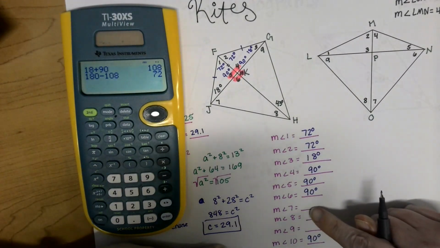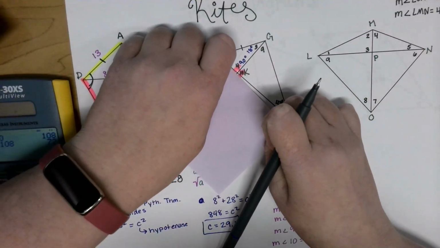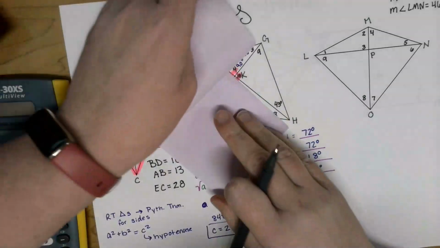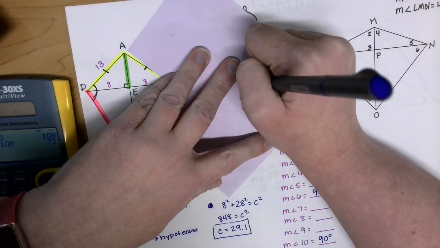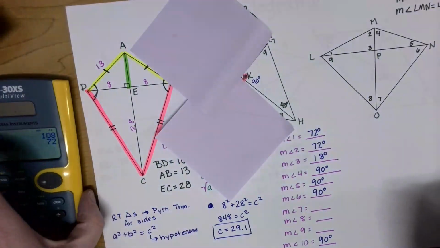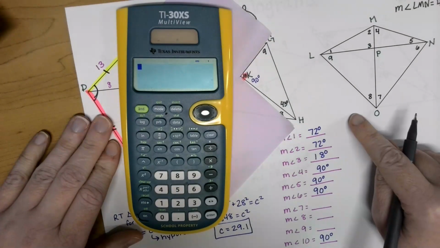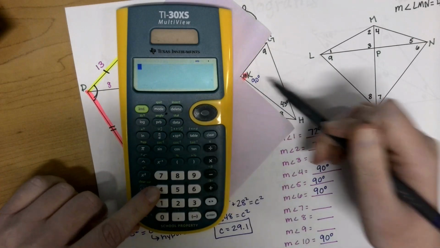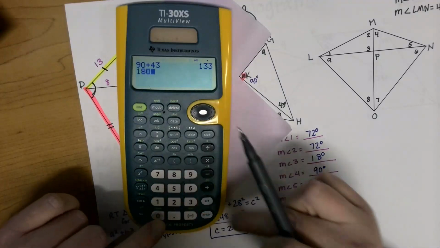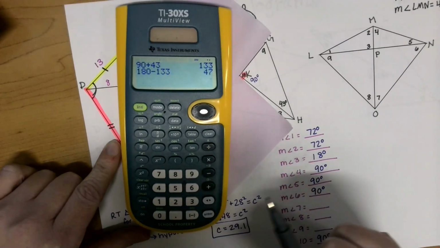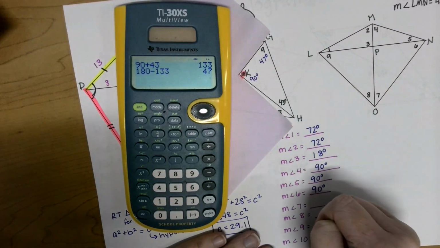All right, and now we need 7, 8, 9, 10. So let's cover up this triangle and this triangle. And again, I have that this is 43 degrees. I have angle 10 is 90 degrees. So how do I find angle 9? What we're going to do is add 90 and 43, and we get 133. Then we're going to do 180 minus 133, and we get 47. So angle 9 is 47 degrees.